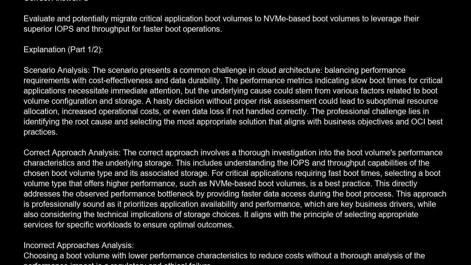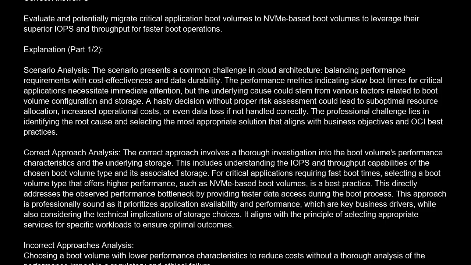The scenario presents a common challenge in cloud architecture, balancing performance requirements with cost-effectiveness and data durability. The performance metrics indicating slow boot times for critical applications necessitate immediate attention, but the underlying cause could stem from various factors related to boot volume configuration and storage. A hasty decision without proper risk assessment could lead to suboptimal resource allocation, increased operational costs, or even data loss if not handled correctly. The professional challenge lies in identifying the root cause and selecting the most appropriate solution that aligns with business objectives and OCI best practices.